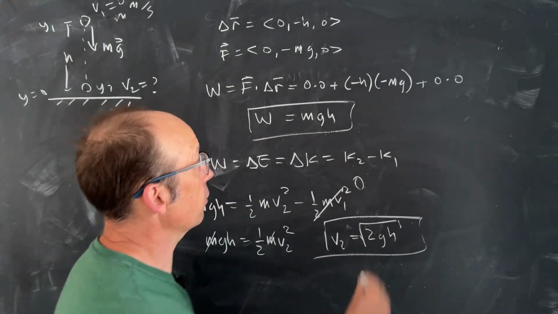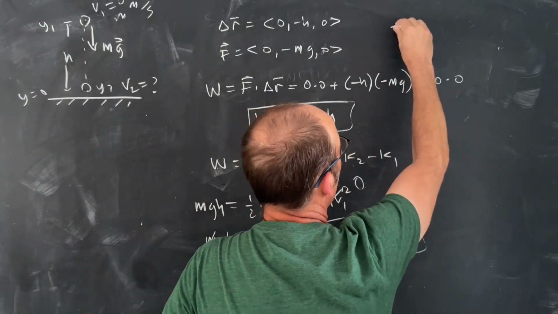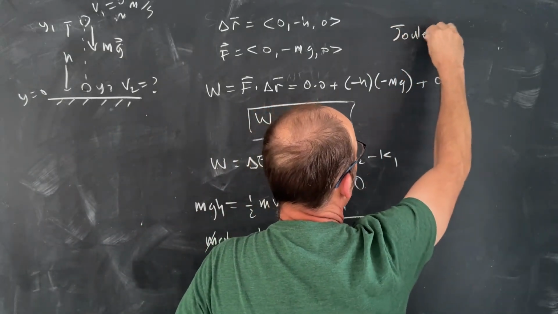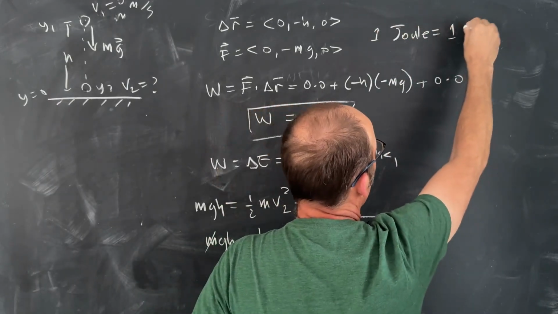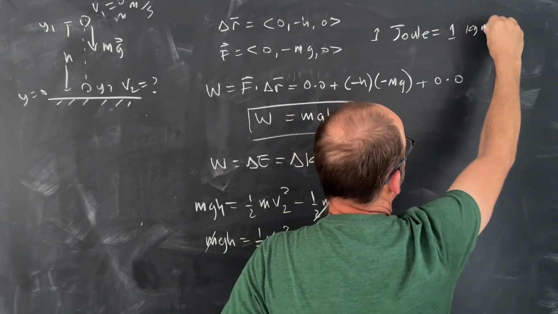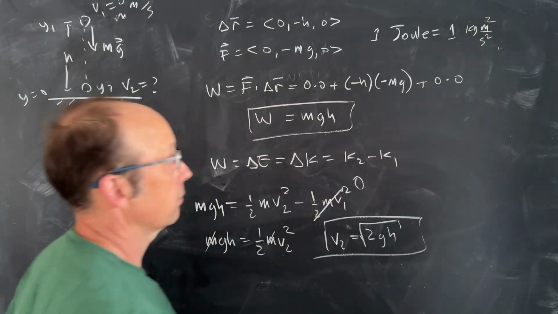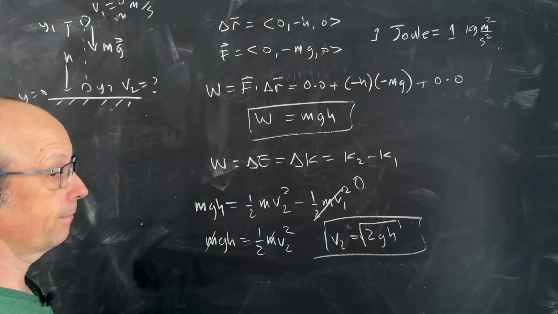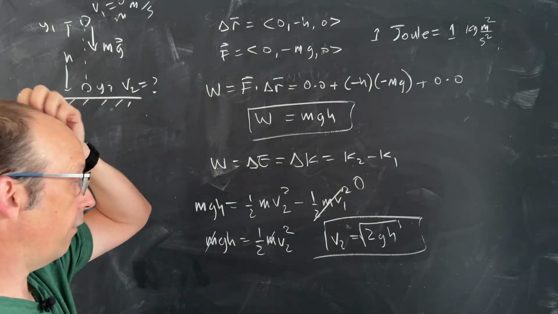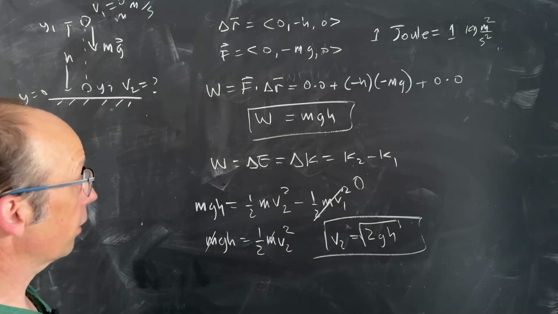But let's just take a little aside here. The unit for energy is the joule. And 1 joule is equal to 1 kilogram meter squared per second squared. Okay, so you got that. But there we have our answer. How fast was it going at the bottom, using the work energy principle.